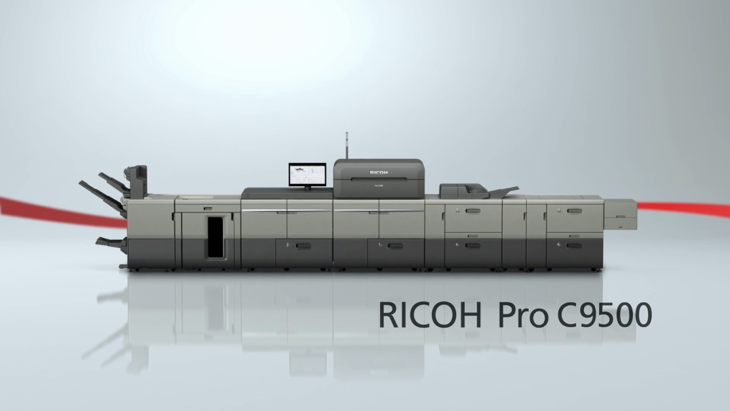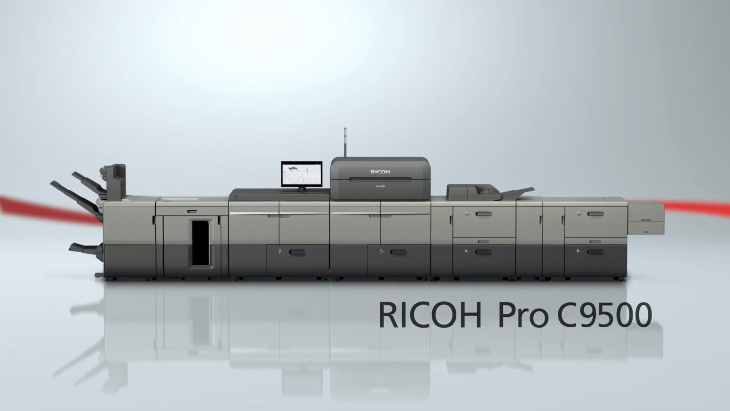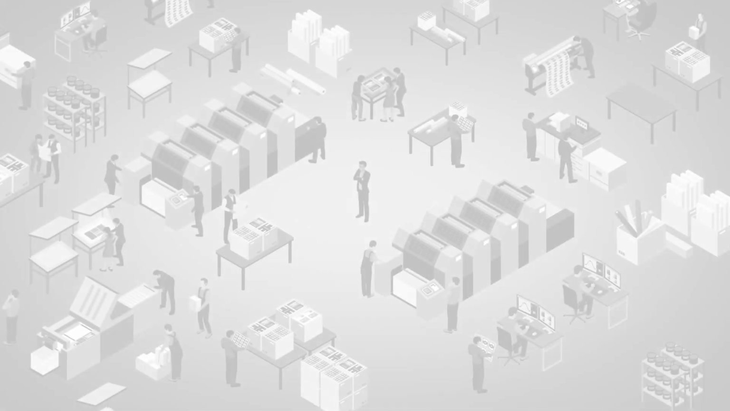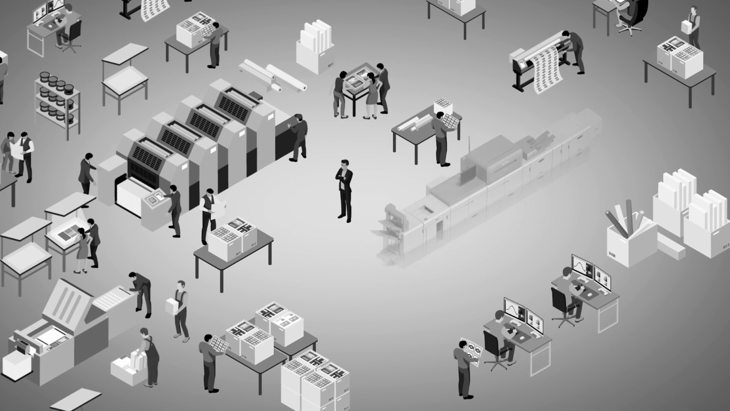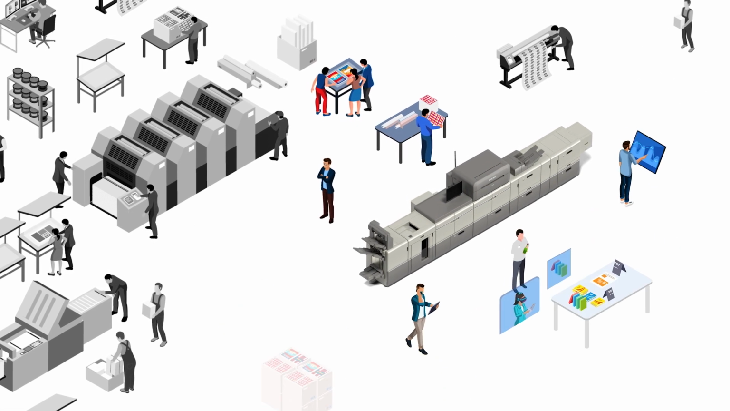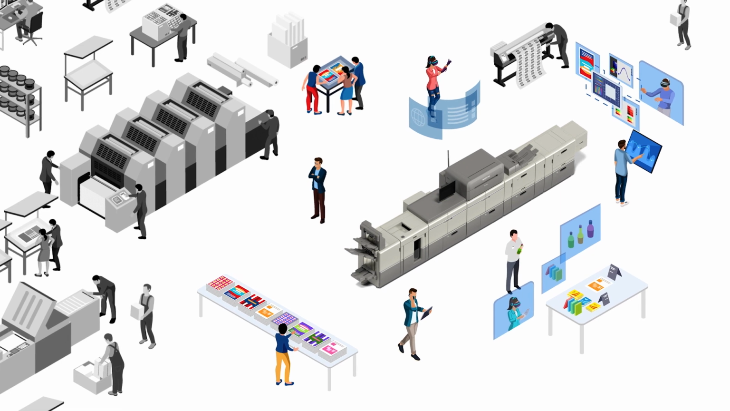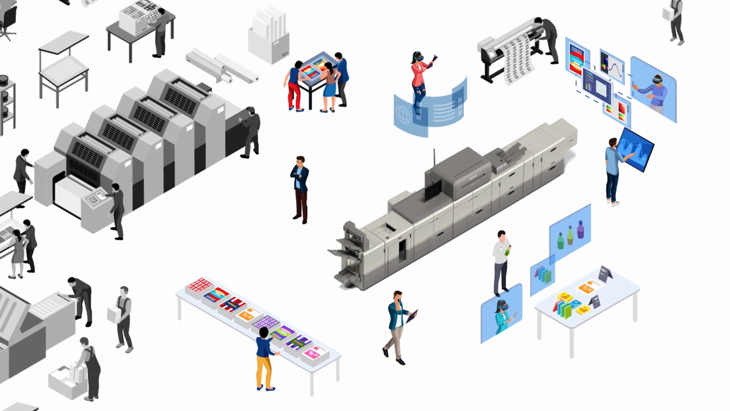The Ricoh Pro C9500 solves multiple print business challenges. In the past, print quality maintenance and management required advanced skills and was highly dependent on individual expertise. Ricoh has solved this problem by using sophisticated automation technologies to simplify the operation.